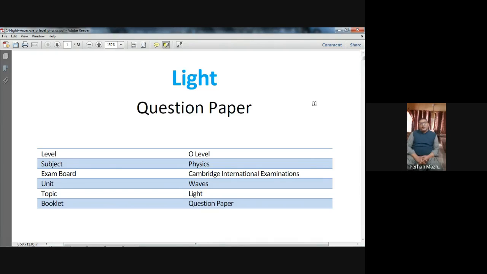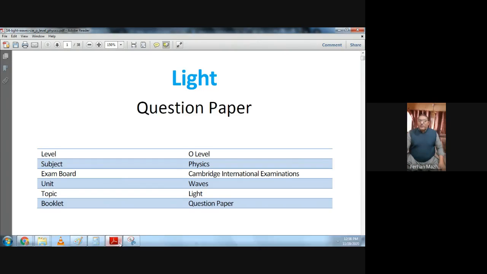savemyexams.co.uk. My name is Ferhan Mazher, and I was with the 10th Cambridge class. Today is 20th November 2020. The subject we were studying was Physics 5054, and we have done the MCQs on the topic of light.